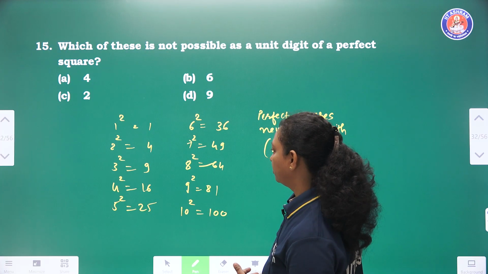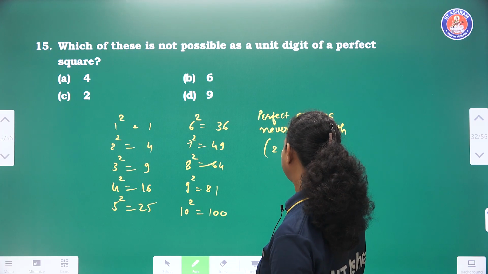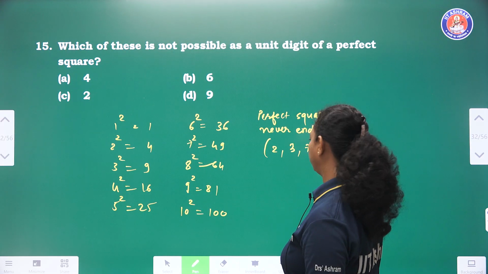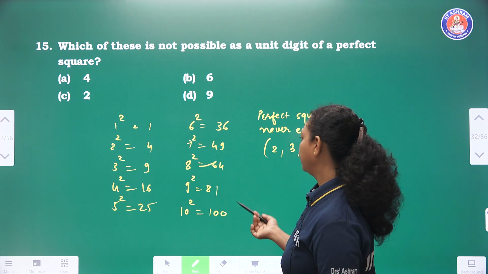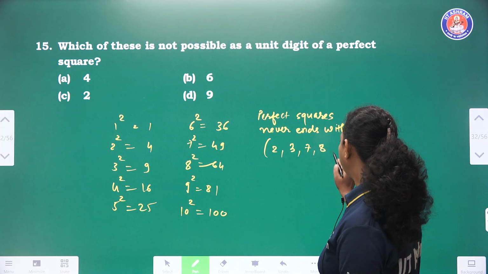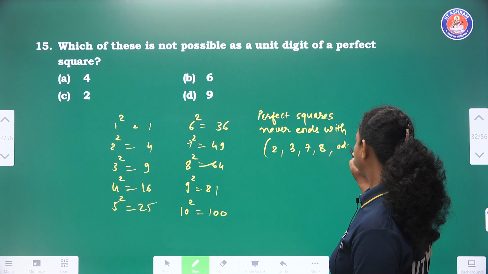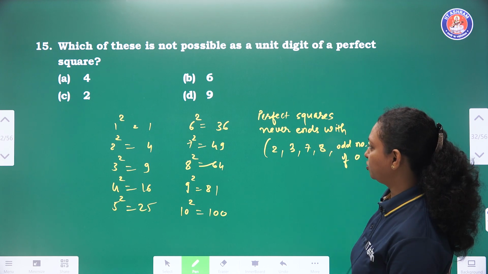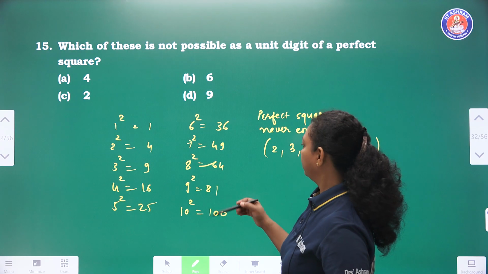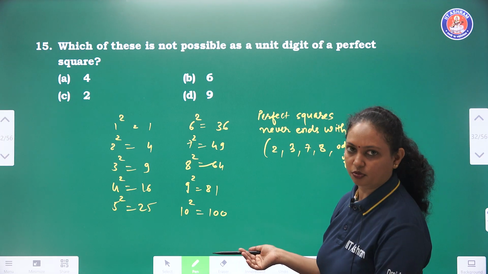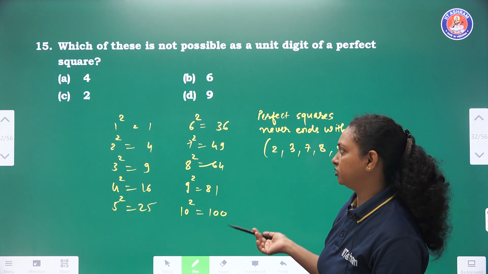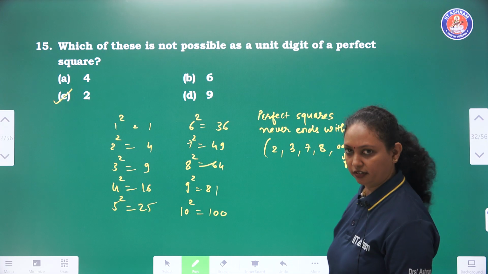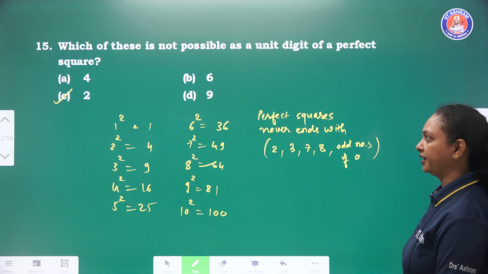7, no perfect square ends with 7. Does any perfect square end with 8? No, so 8 is also not there. 9, yes: 3 square is 9 and 7 square is 49, and odd number of zeros. So you just find the option. Some perfect square numbers end with 4, 6 also there, 9 is also there, but which option is not there? C. No perfect square number ends with a 2. So option C is the correct answer to our question.